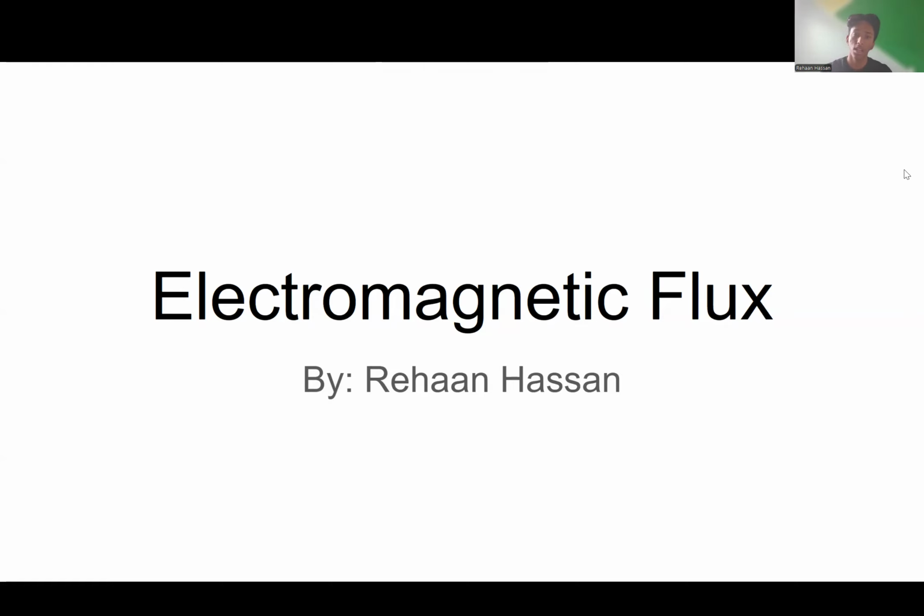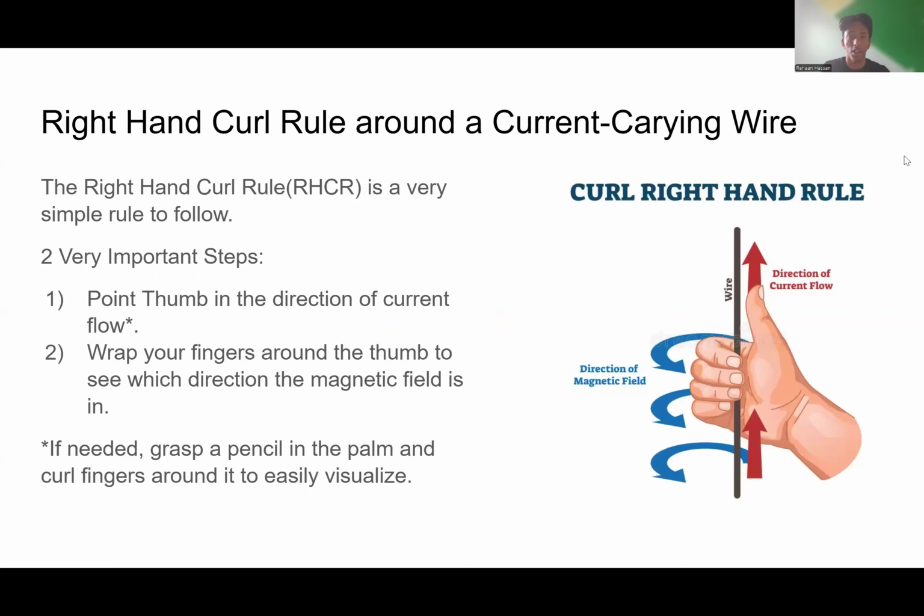There are some things that we need to know before talking about electromagnetic flux, such as the right-hand curl rule around a current carrying wire. So the right-hand curl rule, RHCR, is a very simple rule to follow, and there are two very important steps. The first step is to point your thumb in the direction of current flow, as shown in the image. And then step two is to wrap your fingers around the thumb to see which direction the magnetic field is in, as shown here. If needed, you can grasp a pencil in the palm of your hand and curl the fingers around it to easily visualize.